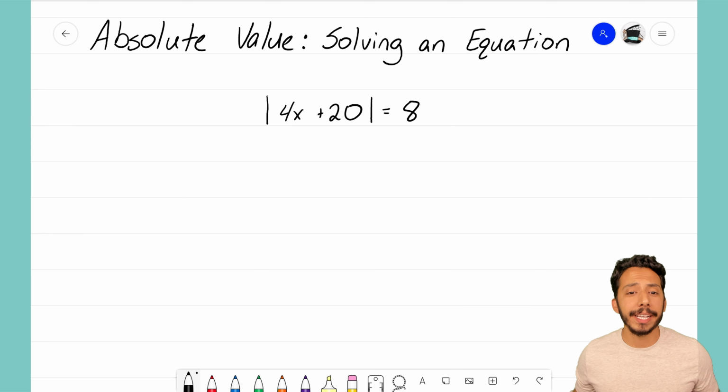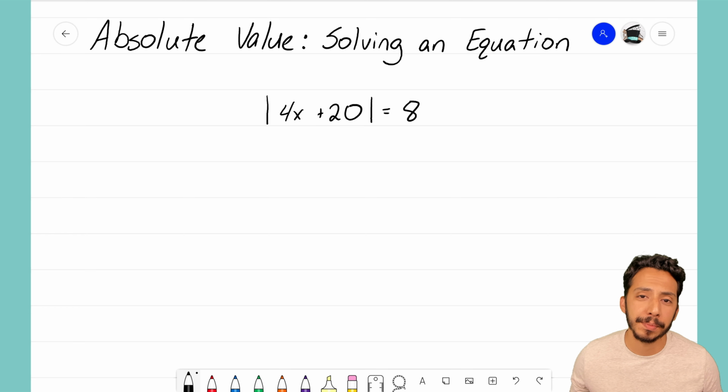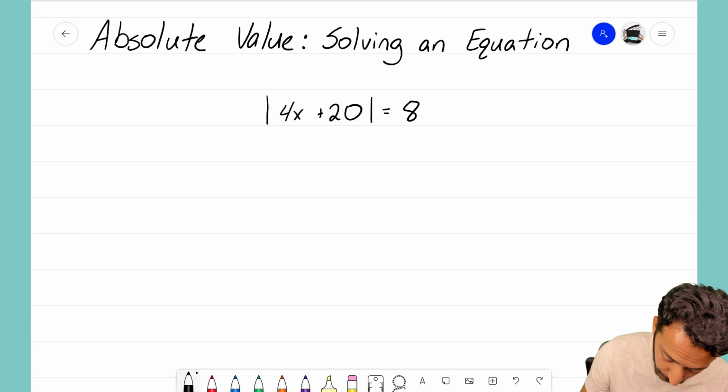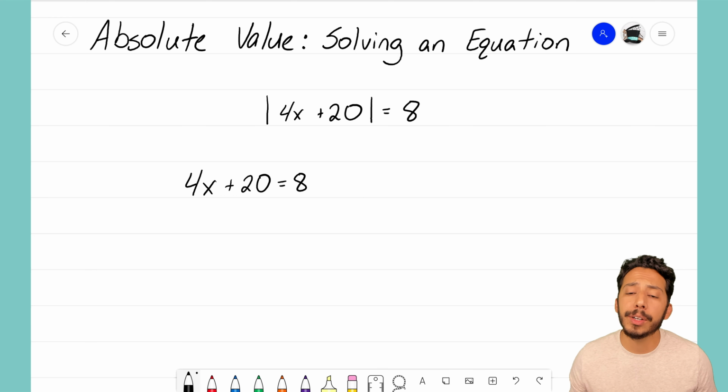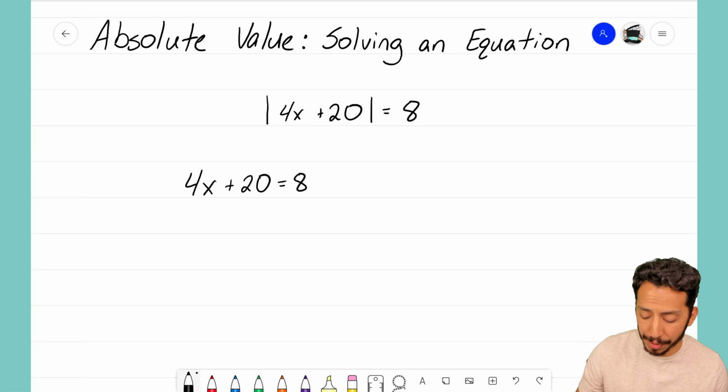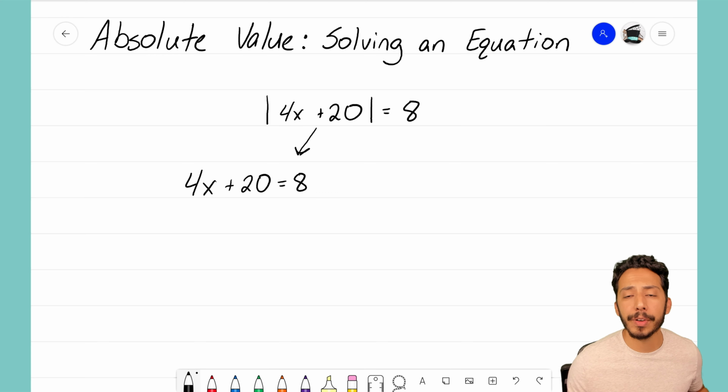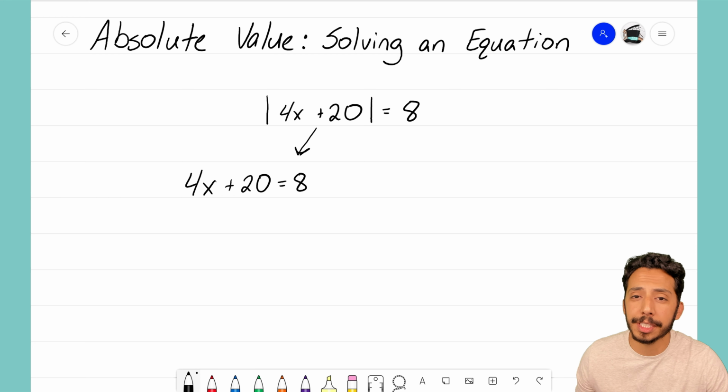Now, we want to get rid of these absolute value bars. So one thing we can do is just get rid of them. We can now rewrite this equation as just 4x plus 20 equals 8. We can write that because we're just removing those absolute value bars. But as I mentioned earlier, we have to take into consideration that we might have a negative input as an answer for this solution here.